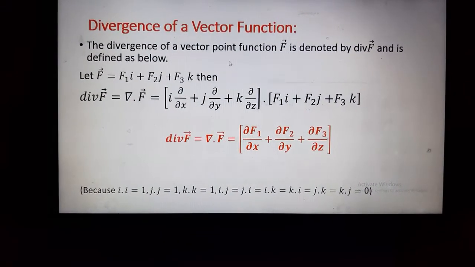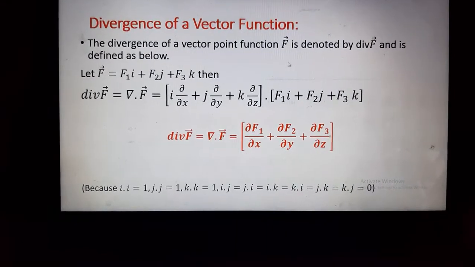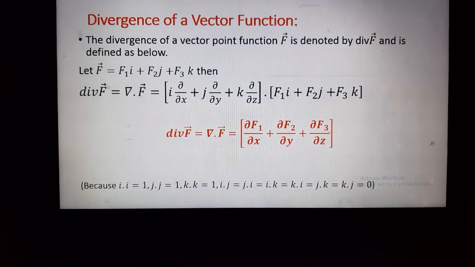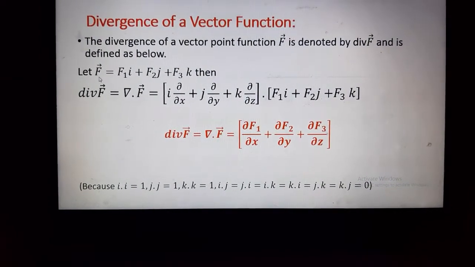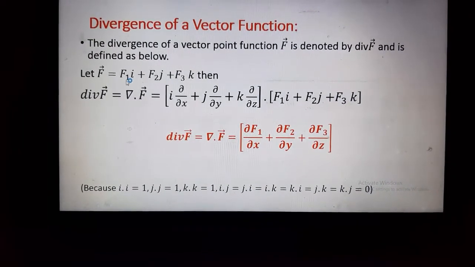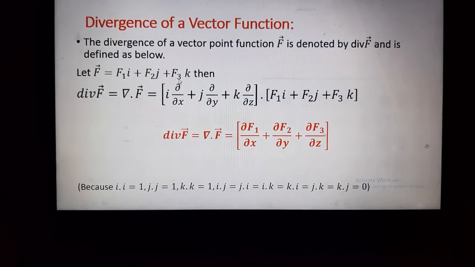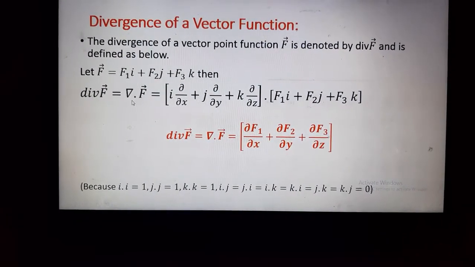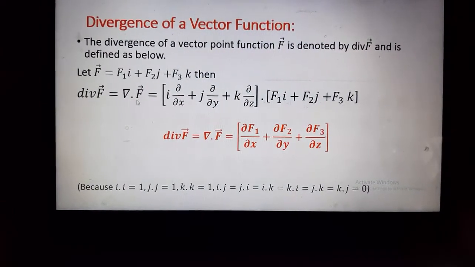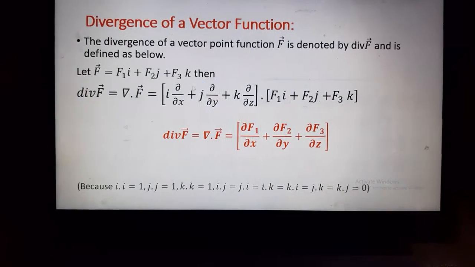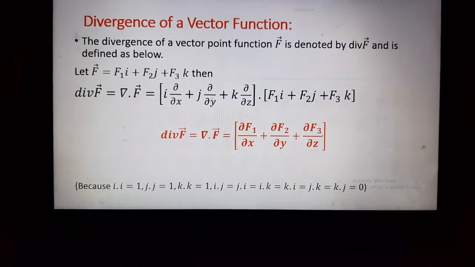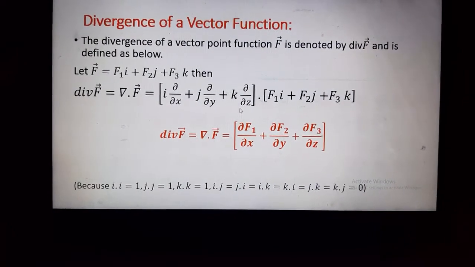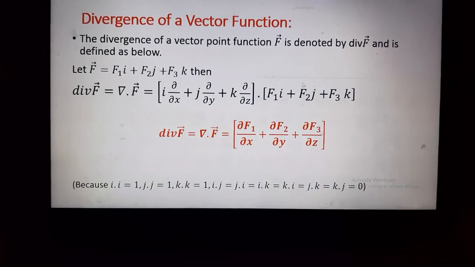The divergence of a vector point function f is denoted by div f and is defined as follows. For that I will consider a vector f. I will take vector f as f1 into i plus f2 into j plus f3 into k. Then divergence of f equals del dot f. Del is an operator. First I will write here the definition of del, that is i into dou by dou x plus j into dou by dou y plus k into dou by dou z, dotted with vector f.